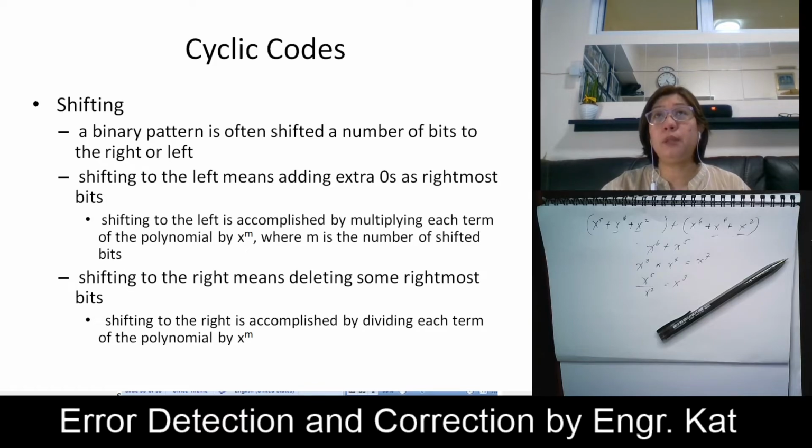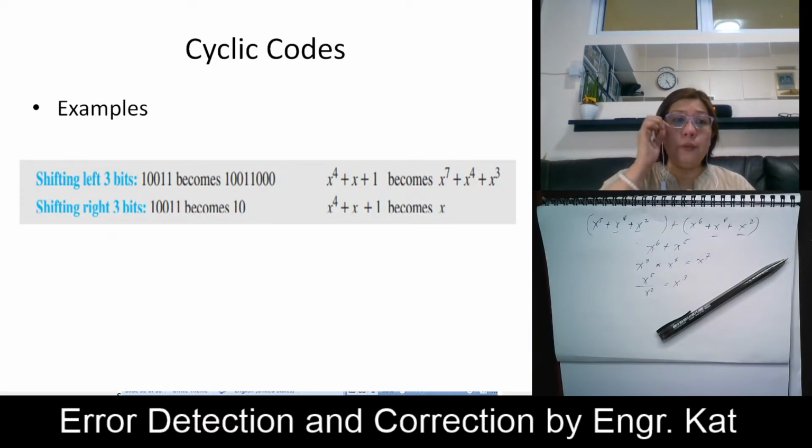So we have here an example. The following shows shifting to the left and to the right. For example, shifting left 3 bits, 10011 becomes 100110000. So you add 3 bits to the rightmost side. Shifting to the right, this becomes 10, or you divide by x raised to m. So shifting 3 bits to the right, it just becomes 10. So 011 was deleted.